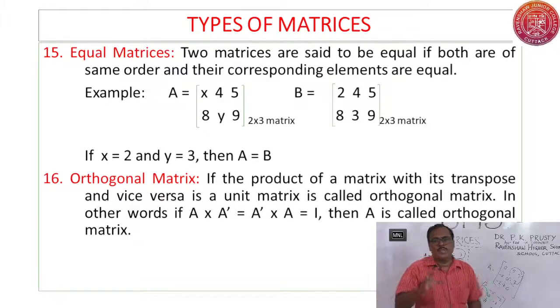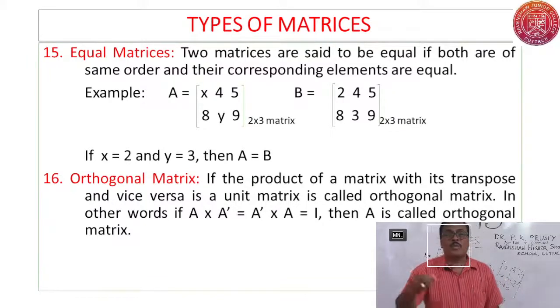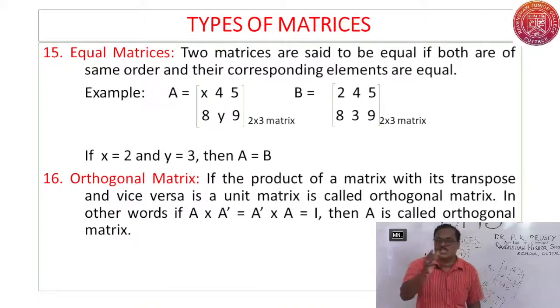So today we have discussed these three things. One is meaning and definition of matrix, number two is order of matrix, and third is types of matrix. In that case we have discussed the 16 types of matrix.